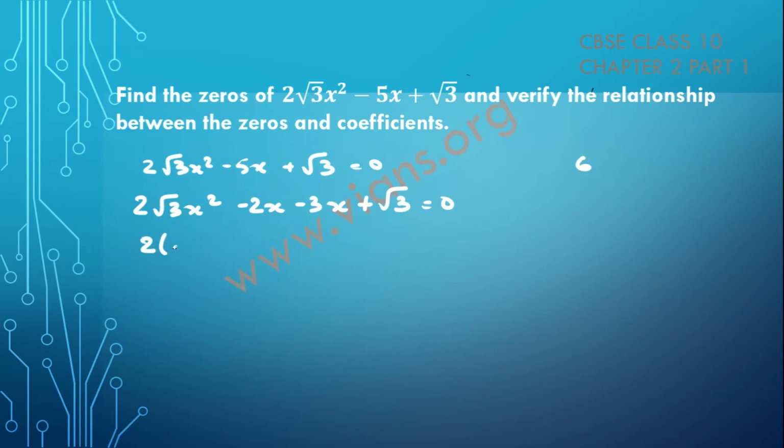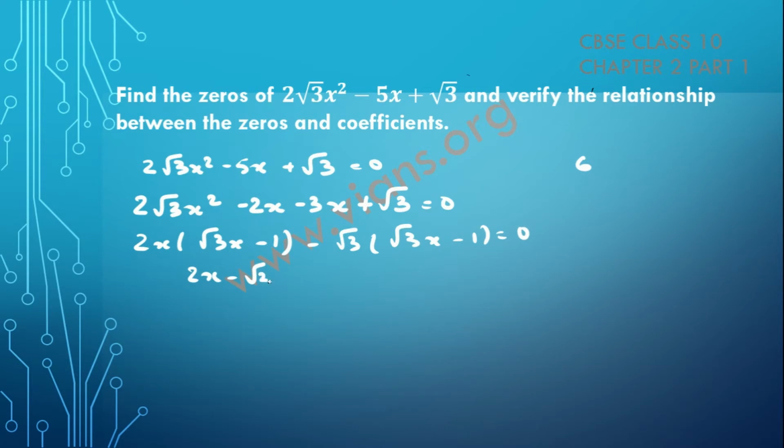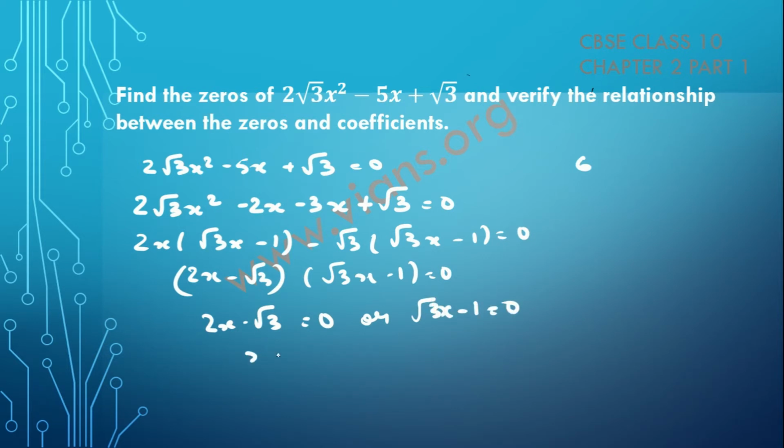So if I take out 2x, that's going to be root 3 x minus 1, and minus root 3 gives x minus root 3... that's going to be root 3 x minus 1 is equal to 0. So (2x minus root 3)(root 3 x minus 1) is equal to 0. Let's just put one more step for your clear understanding: 2x minus root 3 is equal to 0, or root 3 x minus 1 is equal to 0, which means x is equal to root 3 by 2, or x is equal to 1 by root 3. Alright, so this is the solution to this.